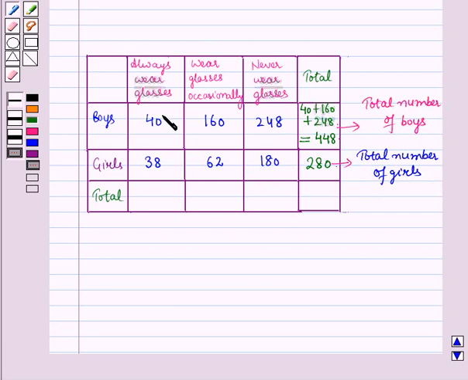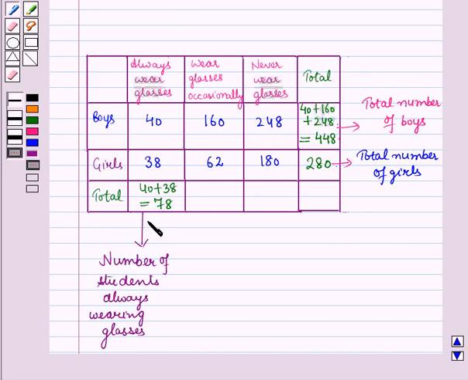And now let us add the entries in column 1. In the first column, the entries are 40 and 38. So 40 plus 38 is equal to 78, and this gives the number of students always wearing glasses.